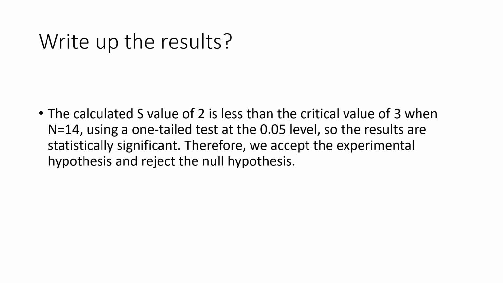So if we have a look now at how you write up the results, it could be a question of write up the results or how is it significant, and you need to mention these particular aspects. So the calculated S value of 2 is less than the critical value of 3 when N equals 14 using a one-tailed test at the 0.05 level. So the results are statistically significant. Therefore, we accept the experimental hypothesis and reject the null hypothesis.